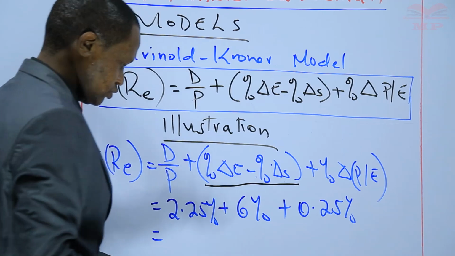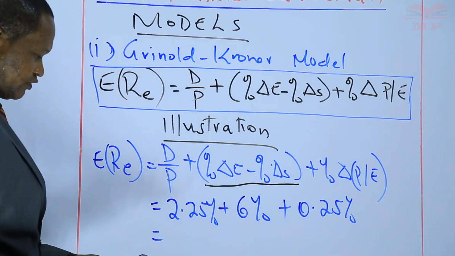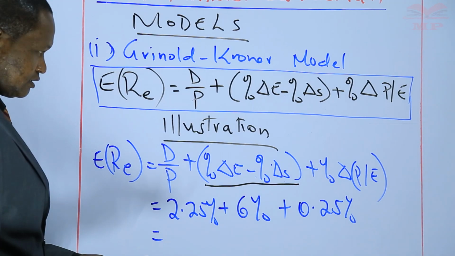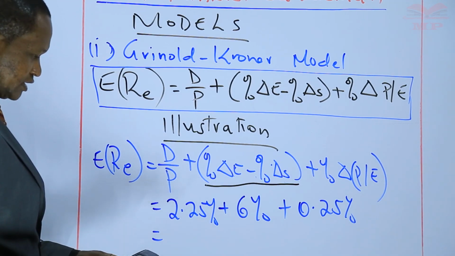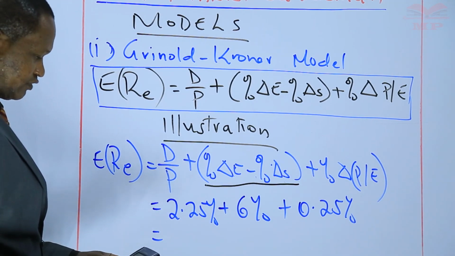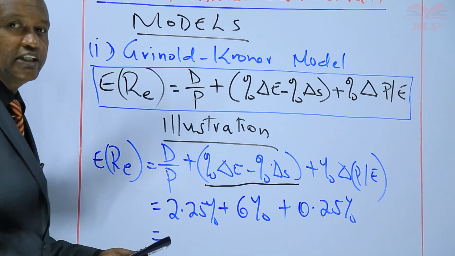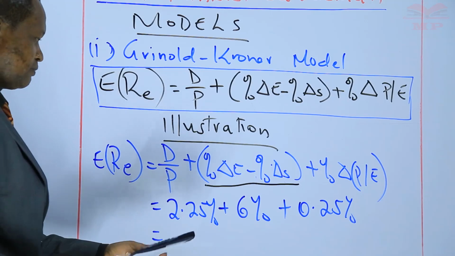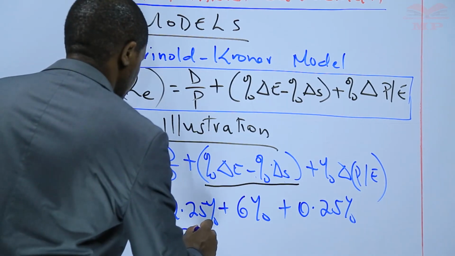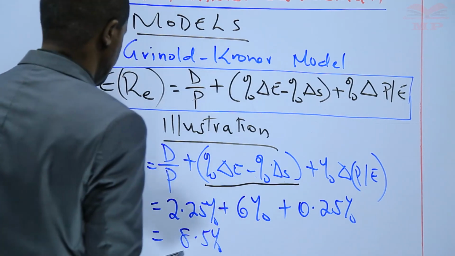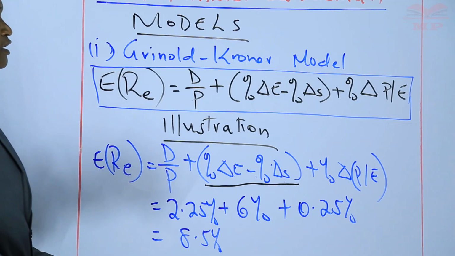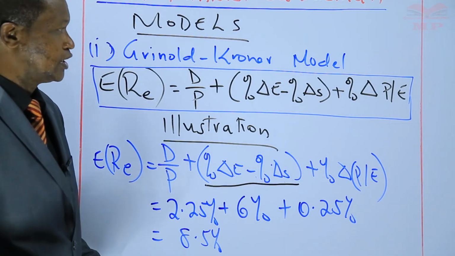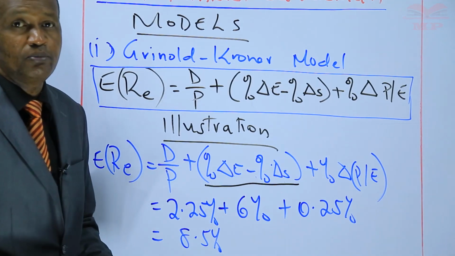That will give us the expected return on equities, which will be equal to 2.25% plus 6% plus 0.25%, giving us 8.5%. 8.5% is the expected return on equity according to the Greenwald-Kroner model. It's a very simple model, candidates.